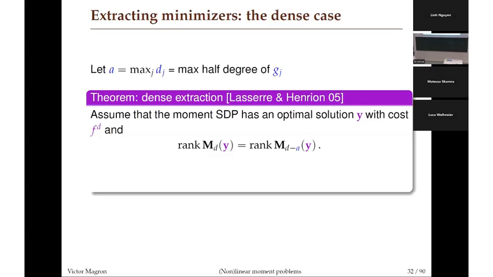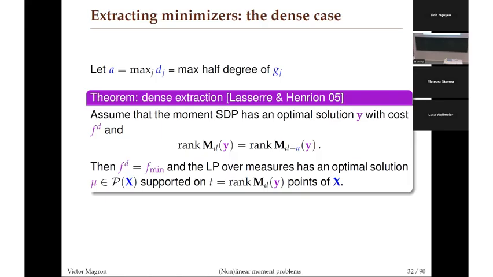And for the infinite dimensional problem over measures, the one that you solved at the beginning of the course, it means that you can actually extract this Dirac measure. So you will get a weighted sum of such Dirac measures, and every Dirac measure will be supported at the different minimizers. So if you get a rank of 4, it means that you can get these 4 minimizers.